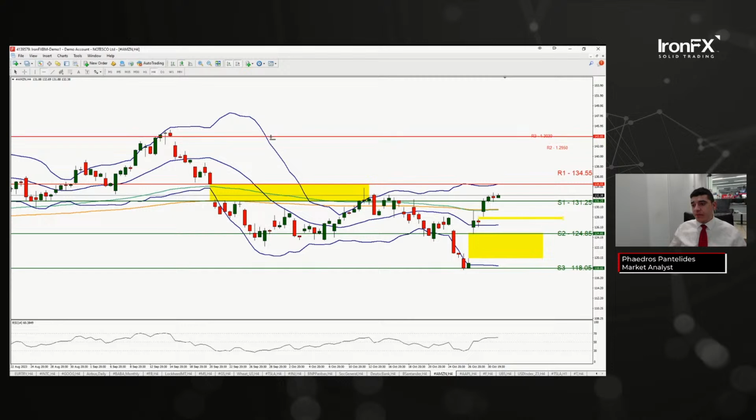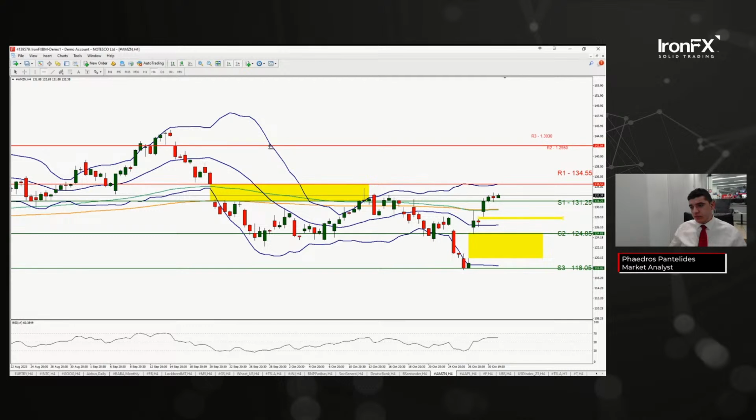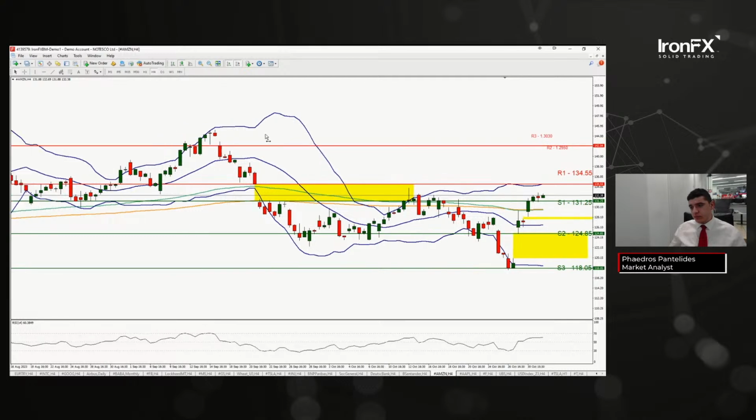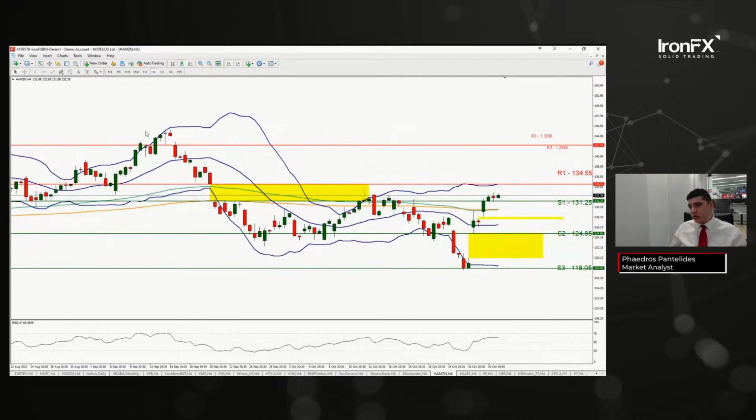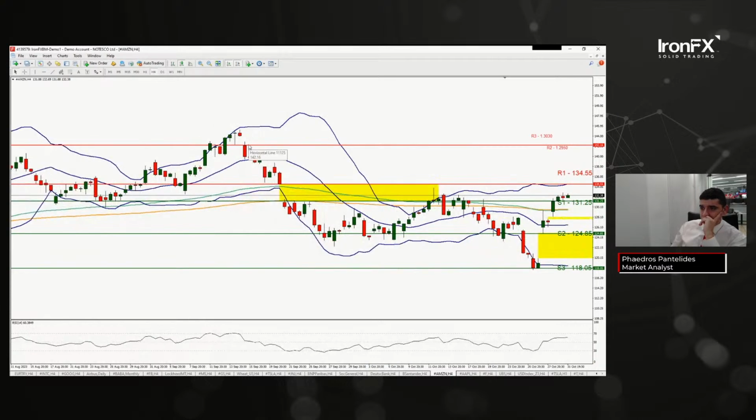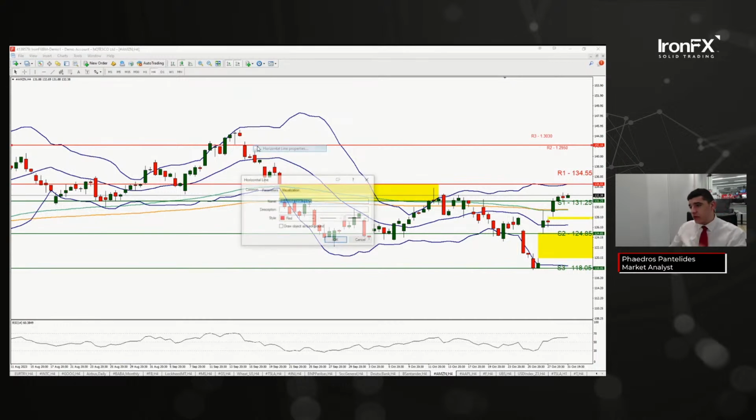Then for R2, somewhere around this opening of this bearish candle may have been desirable, but it may be slightly larger. We'll keep it at this 142.15 for R2.